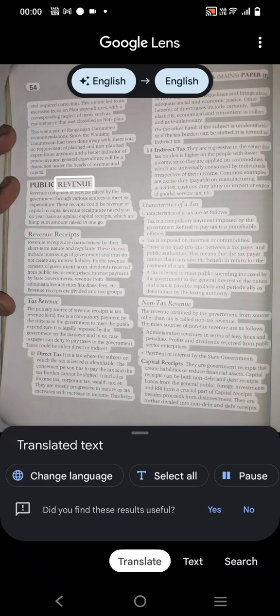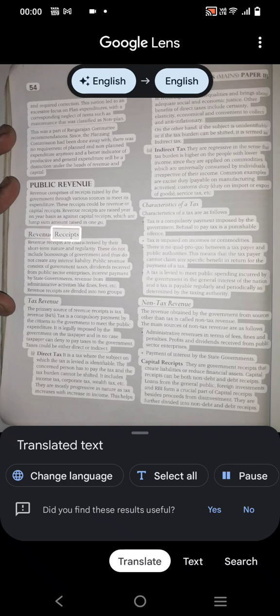Public revenue. Revenue comprises receipts raised by the government through various sources to meet its expenditure. These receipts could be revenue or capital receipts. Revenue receipts are raised on a year-on-year basis, as against capital receipts, which are a lump sum amount raised in one go.